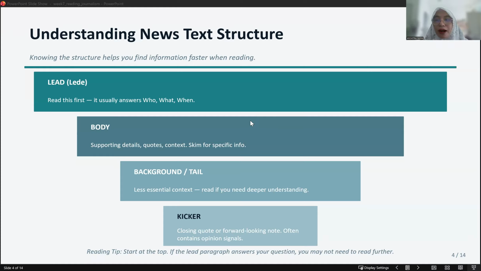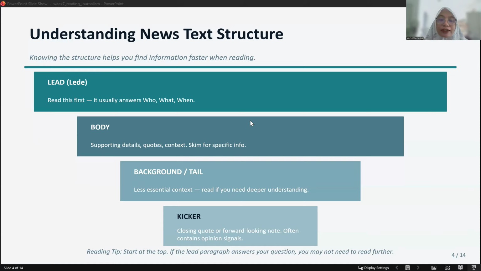The first part of the article is usually the lead. This is what you should read first. It usually answers the who, the what, and the when. The second part is the body. This is the part where you have the supporting details, quotes, and context. You can skim this part for specific information, so you don't need to really read them one by one or word per word.